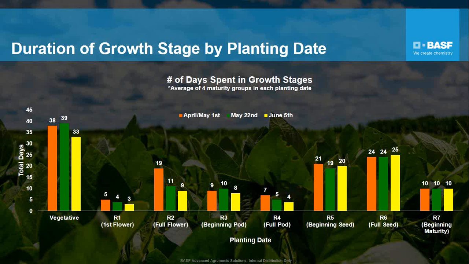What's interesting about this work is if you look at the vegetative days on the far left-hand side, it didn't matter whether you planted April 17th or May 22nd. We actually spent the exact same number of days in vegetative growth. And so what that tells us is that there's likely some sort of heat unit accumulation as well that can trigger flowering. Now, why is that important?